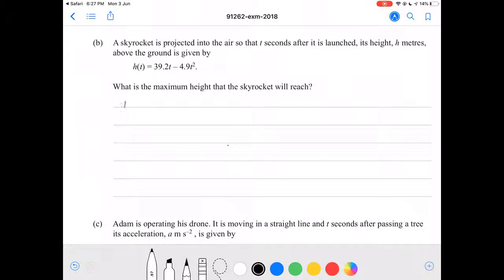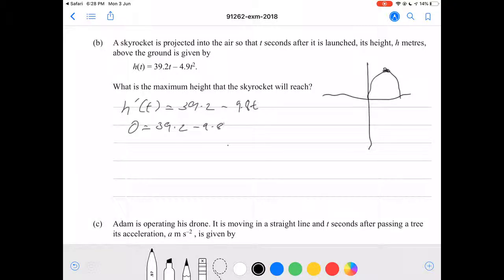So h dash of t equals 39.2 minus 9.8t. Now I'm going to draw the parabola here. The original graph will look something like this, for example, a parabola like this. So now we have h of t. We're going to set the gradient function equal to 0, so we'll find the turning point, and the turning point is where our maximum height will be. So 0 equals 39.2 minus 9.8t.